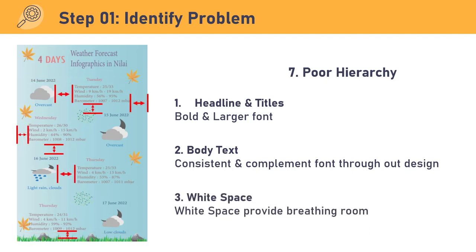So the third one is white space. The designer didn't effectively use the white space technique. White space can also help create a hierarchy. By considering white space, we can leave enough space around each element to give them breathing room and avoid cluttering. This can make the infographic look more organized and visually appealing.